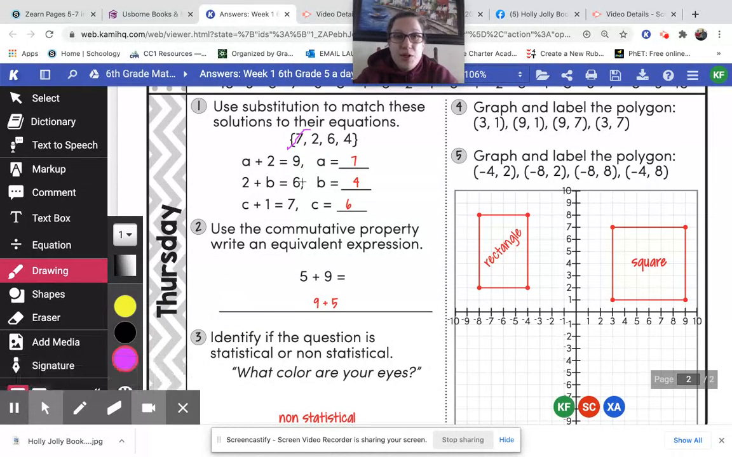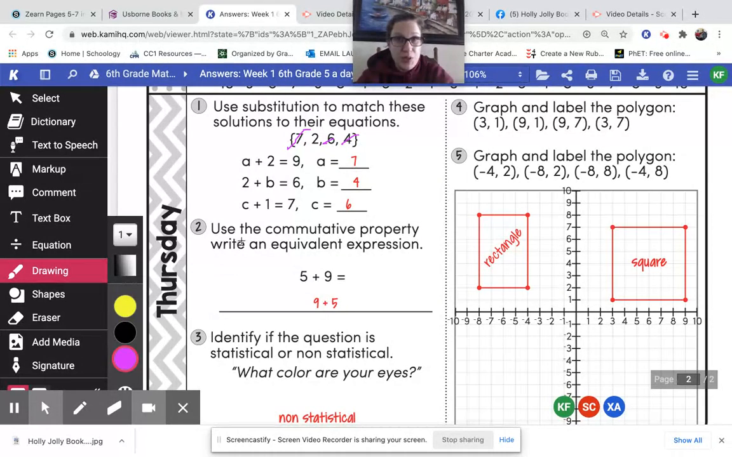Number 2, or the second part of number 1, is 2 plus a number B. We don't know what value it is. This is a variable that stands for a number. Equals 6. So what plus 2 equals 6? 4. So therefore you could cross out the 4 option. And then one of these isn't going to be used. It's just there to be tricky. C plus 1 equals 7. So the value of C is 6. So 2 was never used.